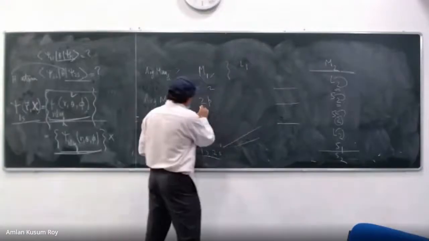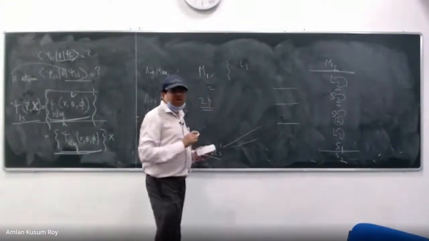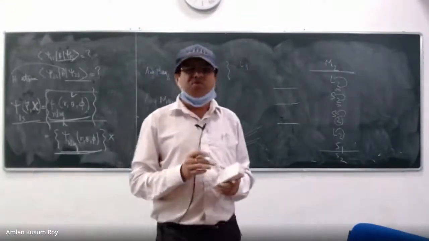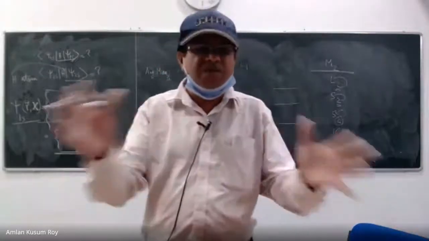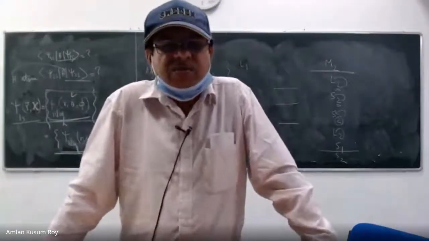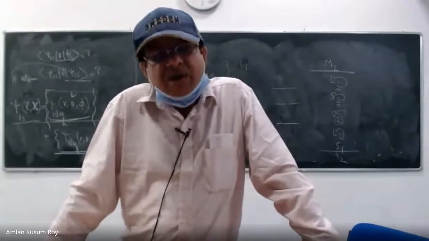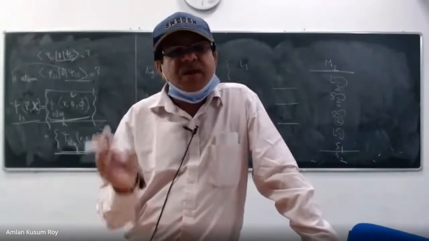So that means the configuration is 2p2. How many orbitals? 2p2 configuration means how many orbitals? This you can say. 3 orbitals: 2px, 2py, 2pz.